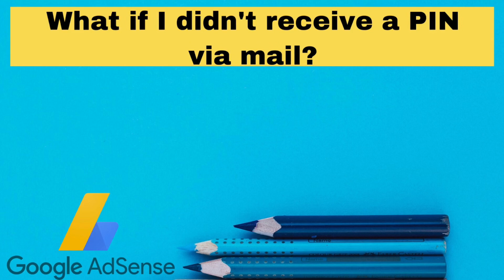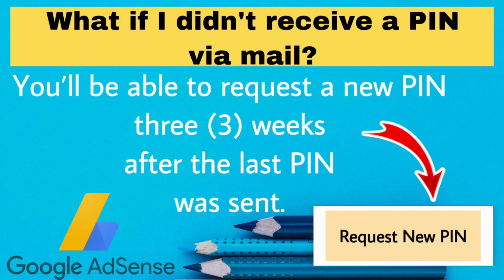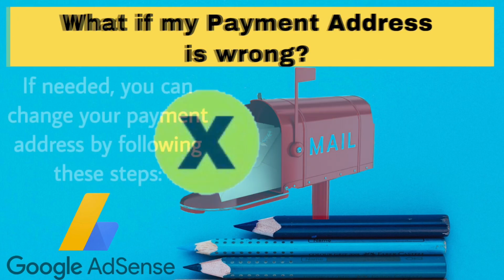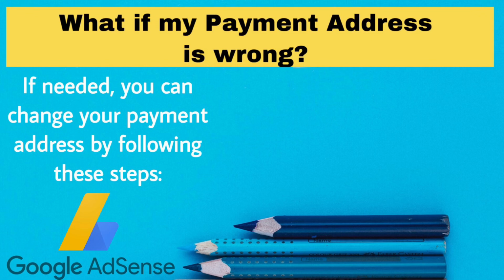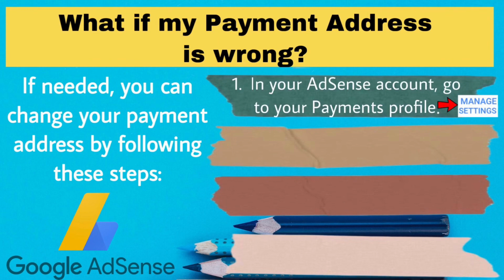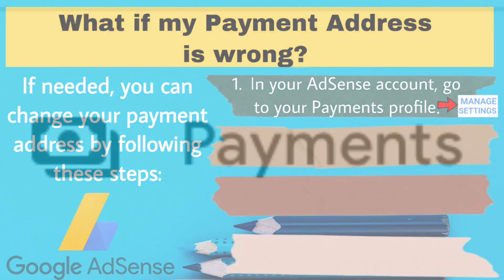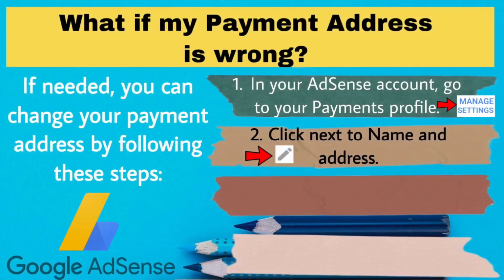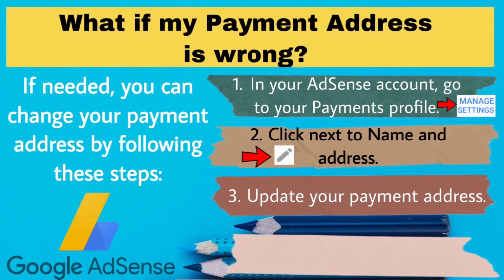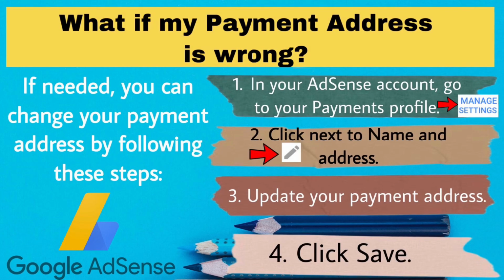What if I didn't receive a PIN via mail? You'll be able to request a new PIN 3 weeks after the last PIN was sent. What if my payment address is wrong? If needed, you can change your payment address by following these steps. Number 1. In your AdSense account, go to your payments profile and manage settings. Number 2. Click the pen button or edit next to name and address. Number 3. Update your payment address. Make sure that you enter the correct address. Number 4. Click Save.